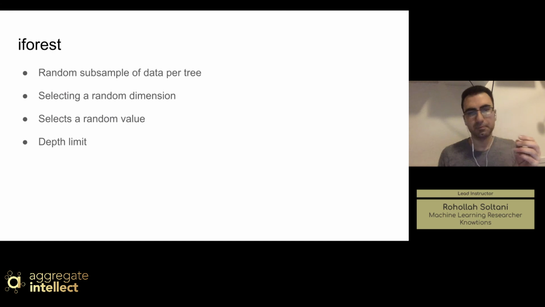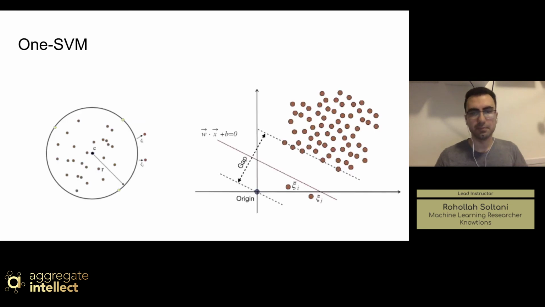Basically, as I said, by randomly subsampling data, randomly selecting a dimension, and randomly selecting a value within that dimension, and trying its best to isolate one point in that tree. And then the aggregation of all those trees will be the definition of how iForest is working. And based on that, you should be able to find anomalies in your data.